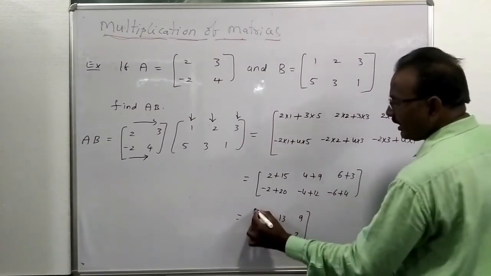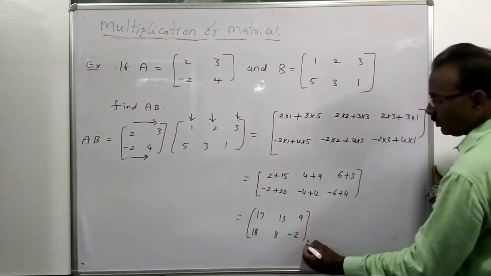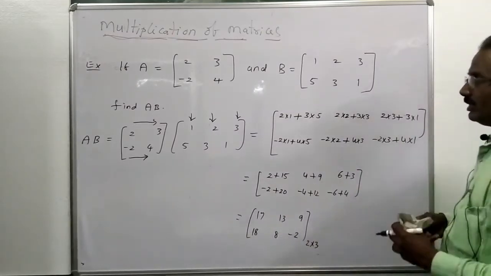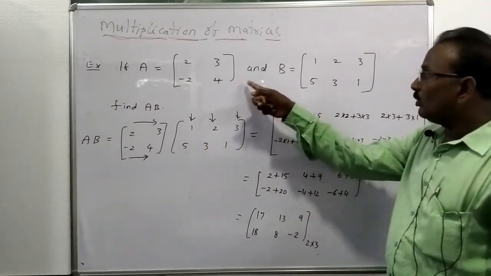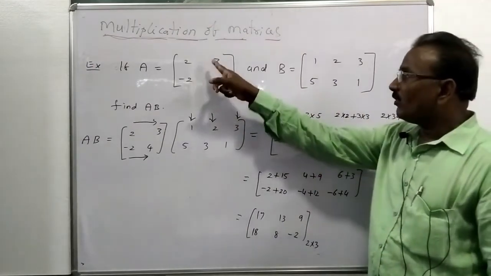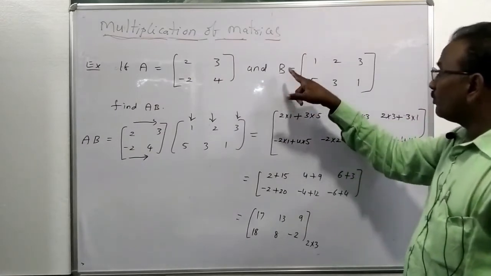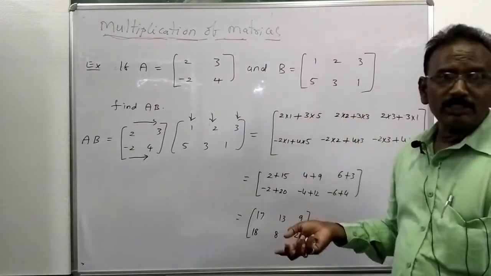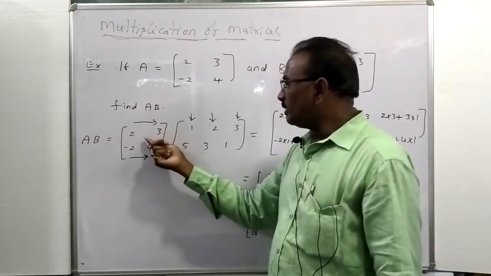So this is the matrix A into B, whose order is 2 by 3. Clearly, A is a matrix of order 2 by 2, and B is a matrix of order 2 by 3. So the number of columns of matrix A is the same as the number of rows of matrix B, then the matrix multiplication exists. So clearly A into B is equal to first matrix into second matrix.